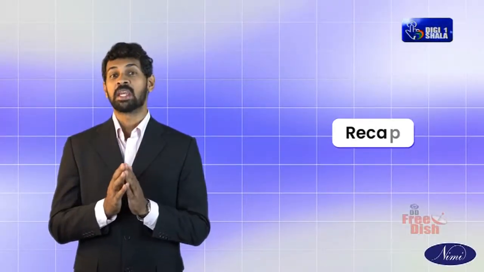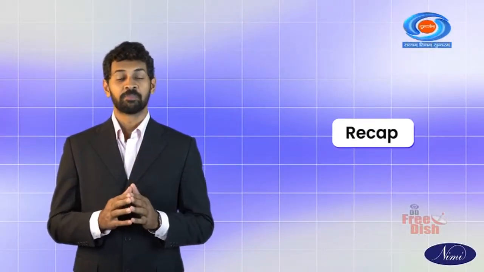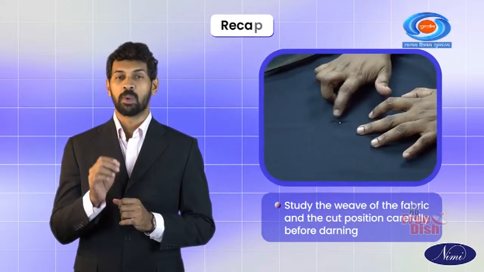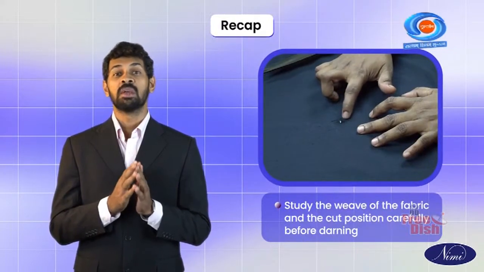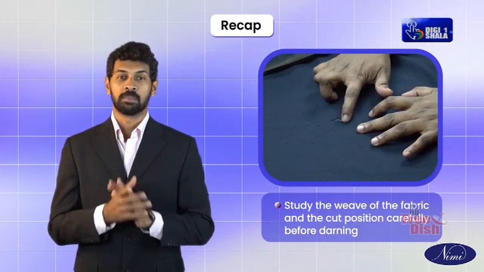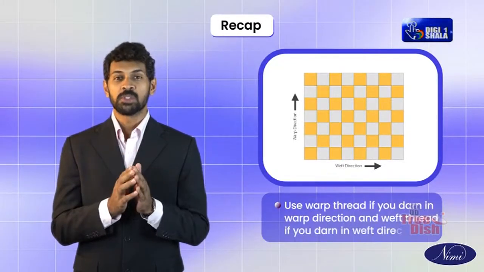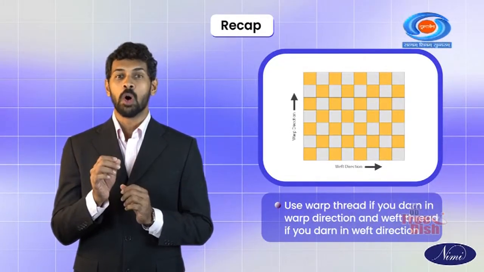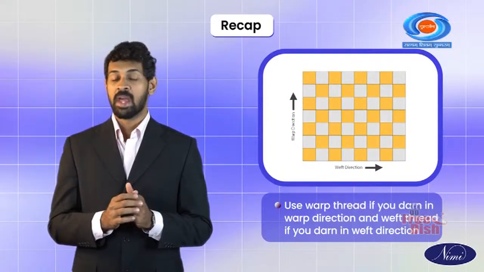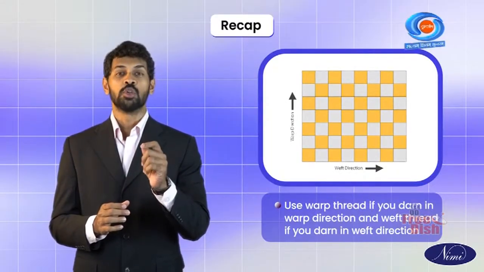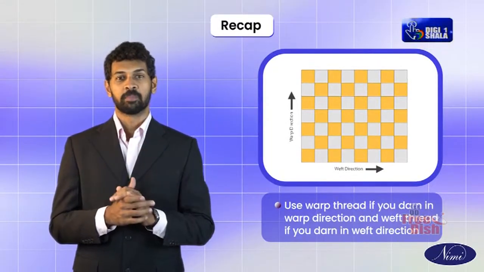Let's recap the key points discussed. Study the weave of the fabric and the cut position carefully before darning. Use warp thread if you darn in warp direction and weft thread if you darn in weft direction.